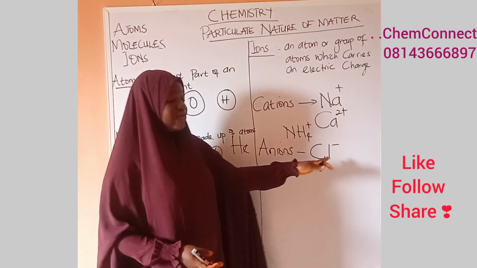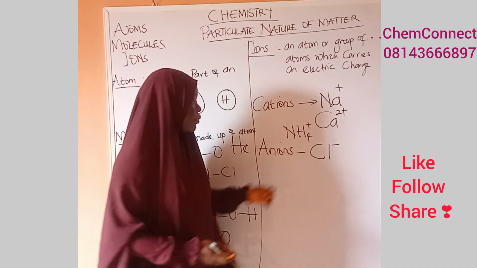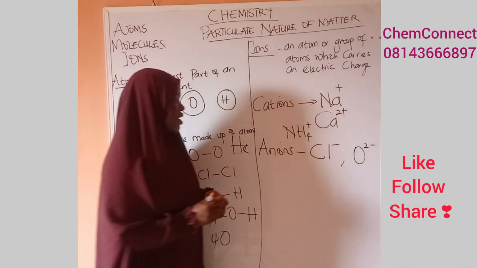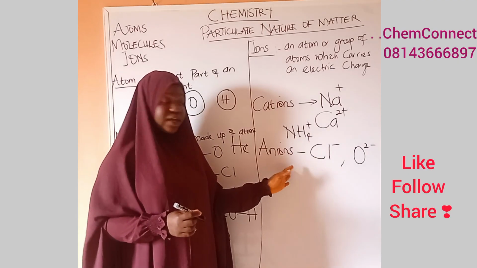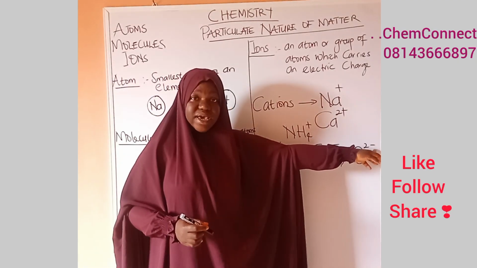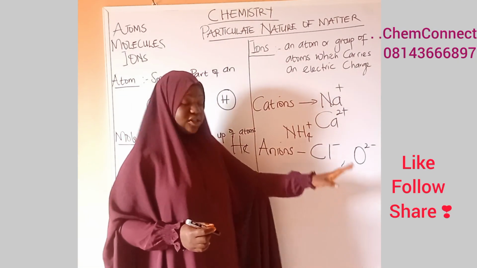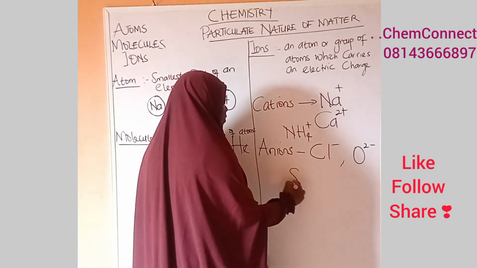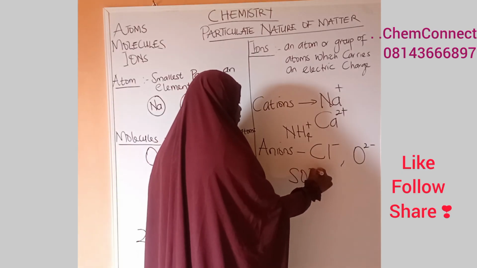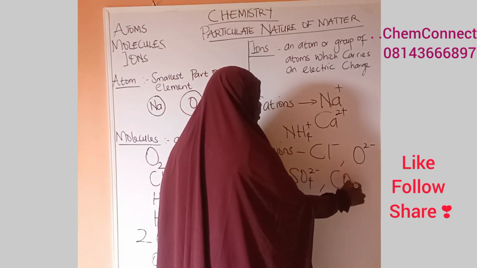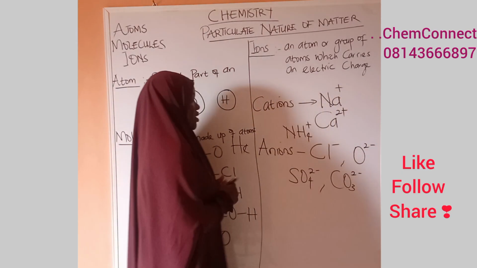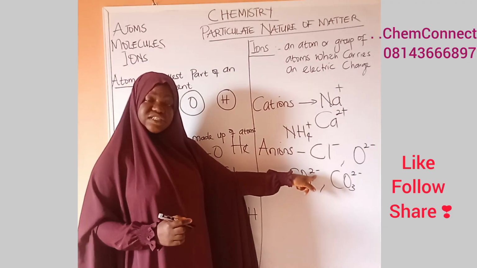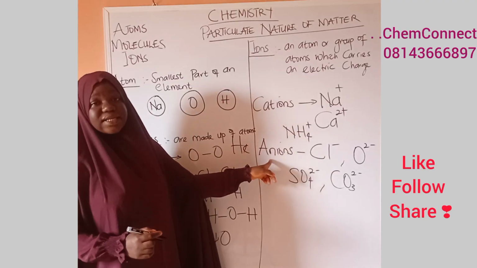While for anions, we have chlorine as an example. Also we have oxygen. Oxygen is also an example of an ion. It carries 2 minus, a negative electric charge. Examples of radicals that are anions are SO4 2-, and CO3 2-. These are radicals, groups of atoms, but they carry negative charge, so they are called anions.